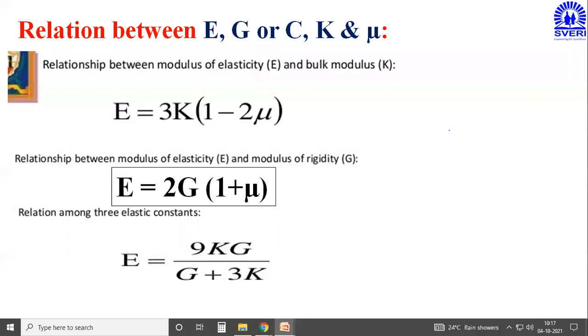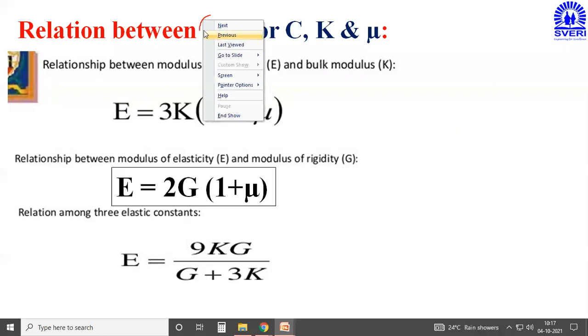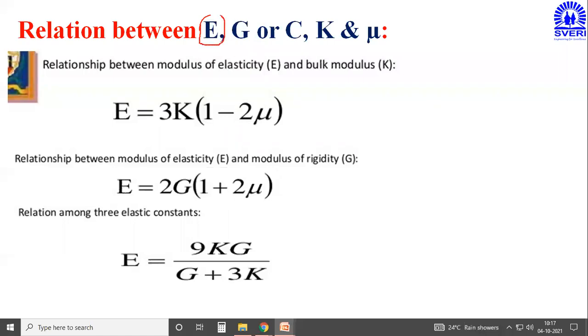But before that, we need to understand the relation between all the elastic constants. So relation between all the elastic constants means relation between capital E, Young's modulus, G or C, your modulus of rigidity, it is indicated by either capital G or capital C.